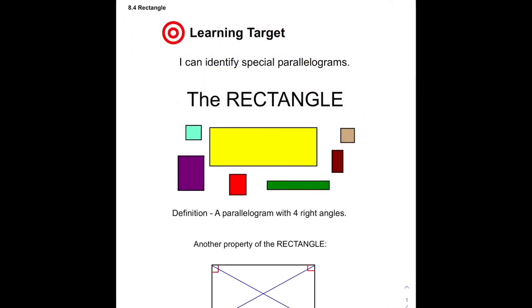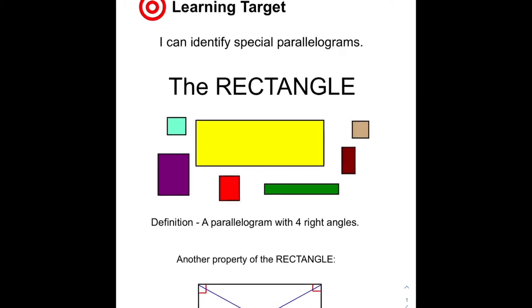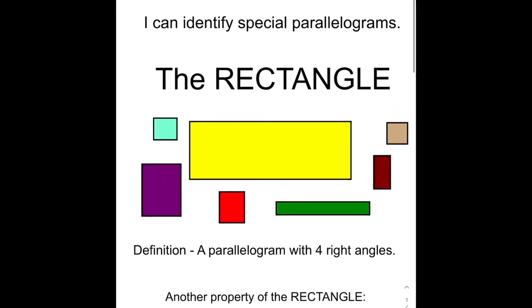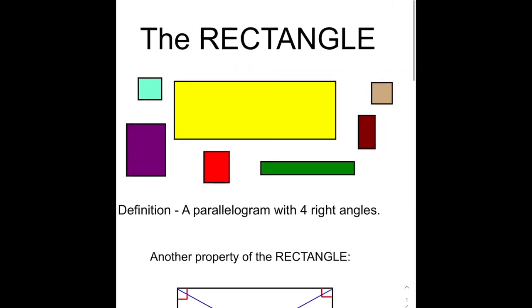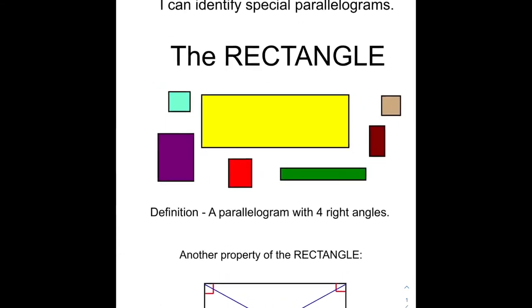Okay, this is Unit 8, Lesson 4, Part 2. So again, we talked about rhombuses last lesson. This time we're going to be talking about the rectangle. We'll dig into the different properties, but as you can see, they can look different depending on their dimensions.